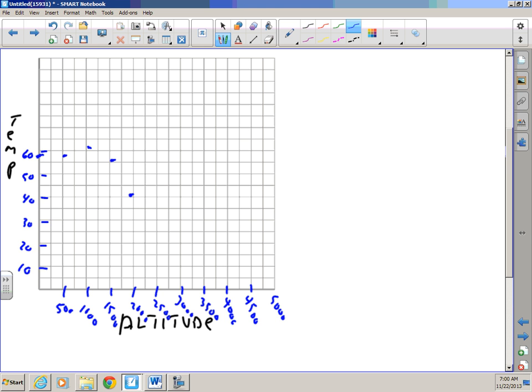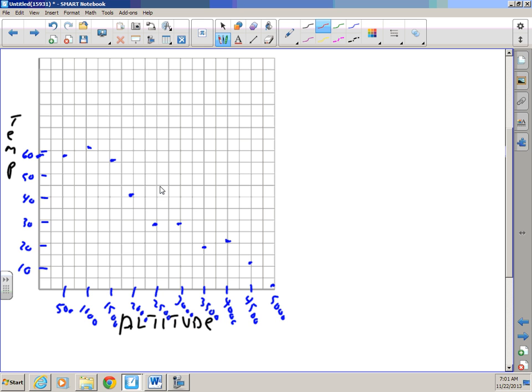2,500 is 29.8. 3,000, 29.9. 3,500, 18.1. 4,000, 26.2. 4,500 is 12.4. And 5,000 is 0.6.